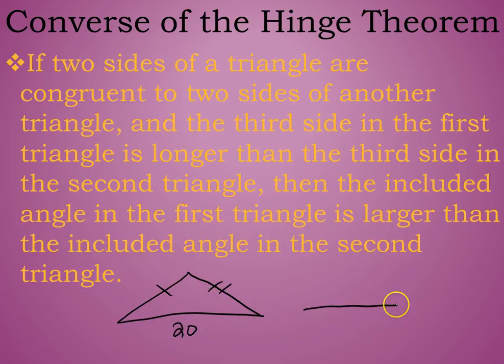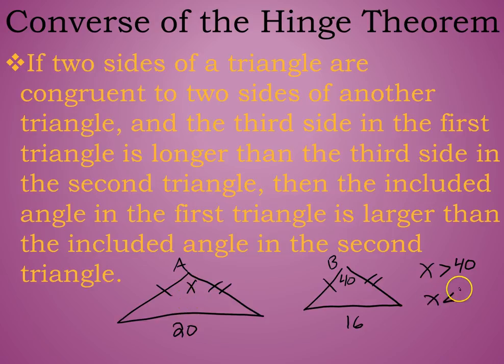20, and then 16. Let's say we have angle A and angle B, and let's say angle A was x and angle B was 40. So what this would tell us then is this angle x has to be bigger than 40. So we set up that inequality. But also don't forget, angles have to have an upper limit in triangles. An individual angle cannot be equal to 180. So it also has to be less than 180. So this would be the true inequality for that angle. It has to be between 40 and 180.